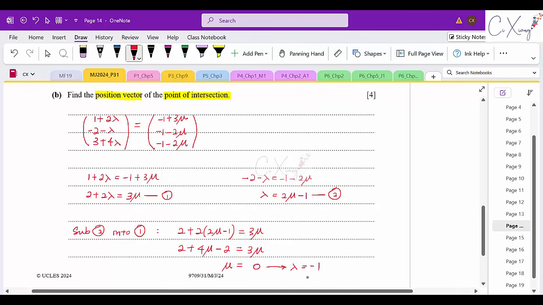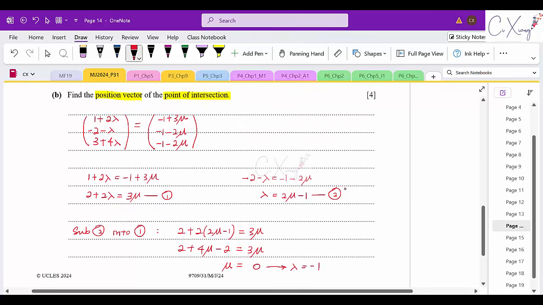Actually, if you already find the value for mu, you can directly get the intersection point already, because you can substitute the value of mu into the equation for line number 2, then directly you get the point of intersection. So it is not necessary to find lambda equals negative 1, but if you want to find it, also can, no problem at all. Once I get mu equals 0 or lambda equals negative 1, you should substitute the value of mu and lambda into the respective vector equation so that you can get the point of intersection.